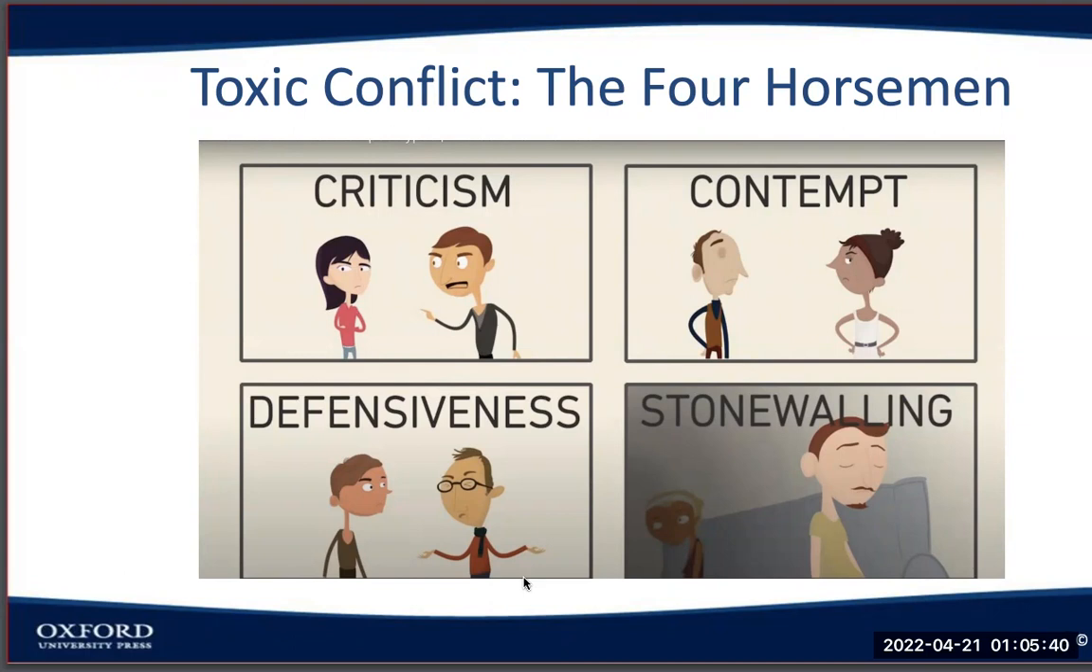So the first sign that can be a predictor if people are more likely to get a divorce is criticism. These are attacks on a person's character. There is a significant difference between complaints, where you use I language, I wish you had been on time, we're going to be late to a movie, and critical attacks like you're so thoughtless, you never think of anyone but yourself.